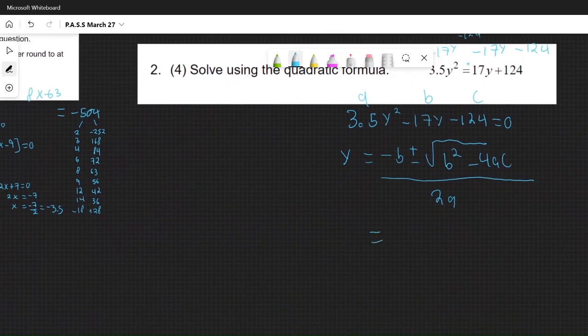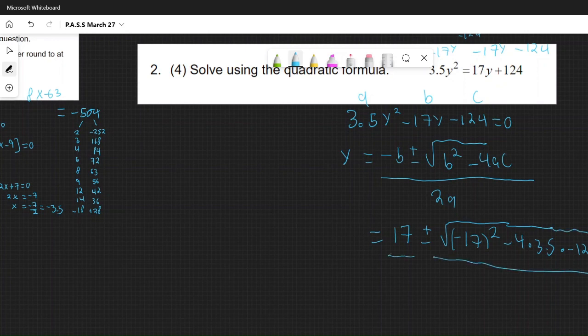So this will give us negative 17 times negative, so that'll just be 17, plus or minus the square root of negative 17 squared minus 4 times 3.5 times negative 124, all over 2a, which would be 2 times 3.5.